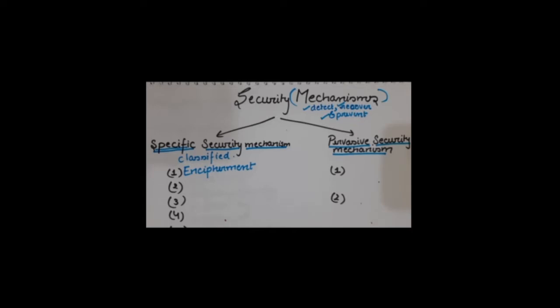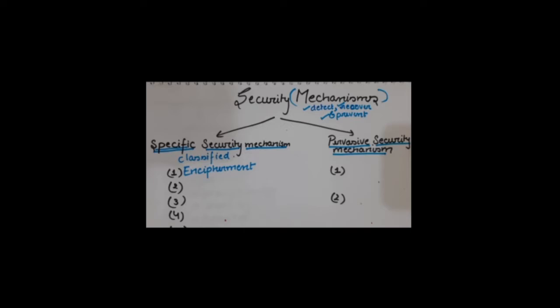That is, a simple message can be read by anybody. If that simple message is sent as it is, that is not a security mechanism. What I'm saying is, if a simple message is converted into a form that nobody can understand, it is called encipherment. So encipherment is the use of mathematical algorithm to transform data into a form that is not readily read or understood. That is called encipherment.